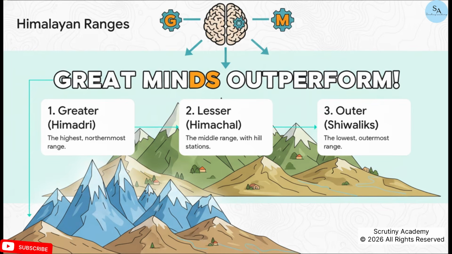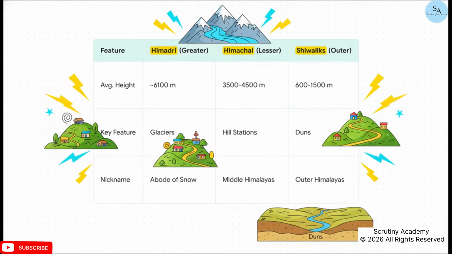And hey, I've got a simple trick to remember the order. Just think great minds outperform. GMO. Easy, right? And this table breaks down the differences perfectly. This comparison is a classic exam question.